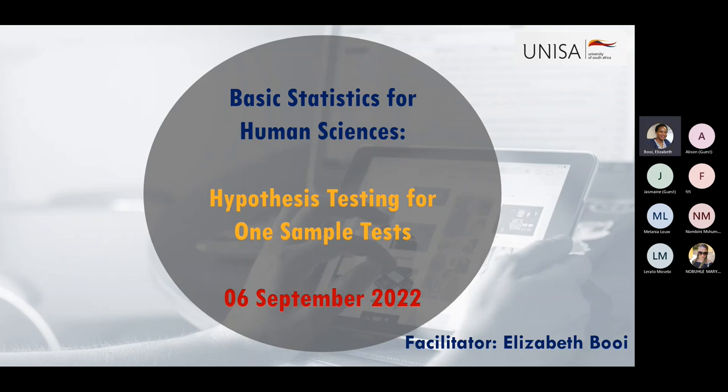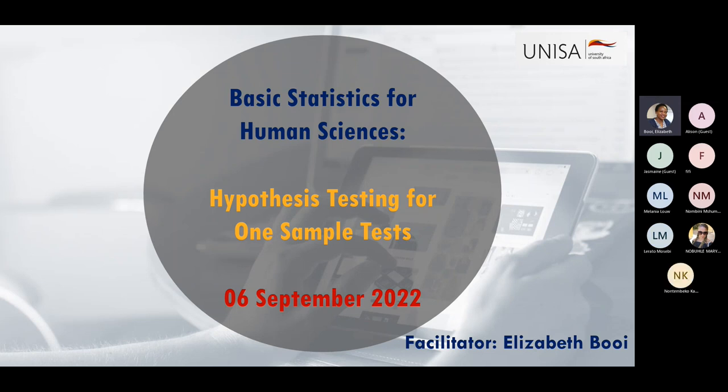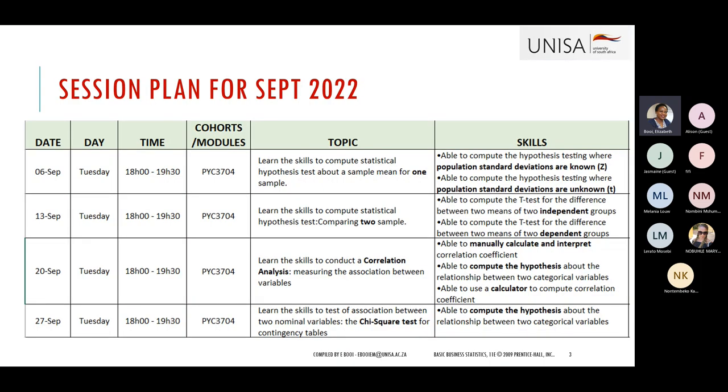Today's session, which is the 6th of September, we're going to be looking at hypothesis testing for one sample test or one group. We're going to look at how we do a hypothesis testing. What are the basic concepts of that? But before we start with today's session, I just want to share the session plan for the next coming topics that we're going to be discussing.